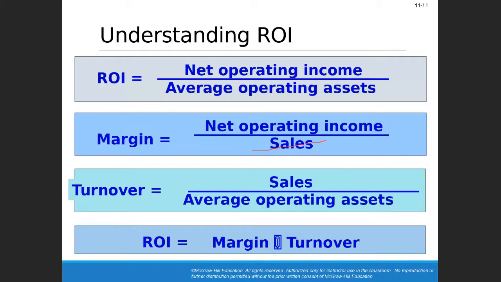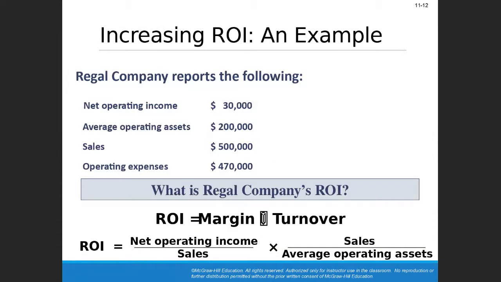Well, here's your denominator, here's your numerator. They're both sales, they cancel out, right? So margin times turnover is equal to ROI, because that leaves you with net operating income over average operating assets. So depending on what numbers you want to focus on, you can either say ROI equals this or ROI equals margin times turnover.